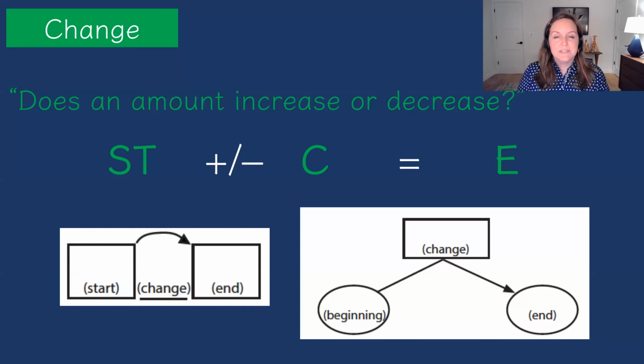To help students decide whether a word problem is a change problem, they can ask themselves, does an amount increase or decrease? And once they decide a problem is a change problem, they could use the change equation: S plus for increase, minus for decrease, C equals E. So that's the start plus or minus the change equals the end. Or they could use different types of graphic organizers as you see here.